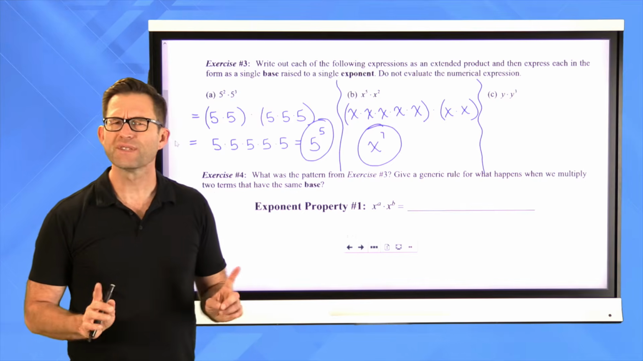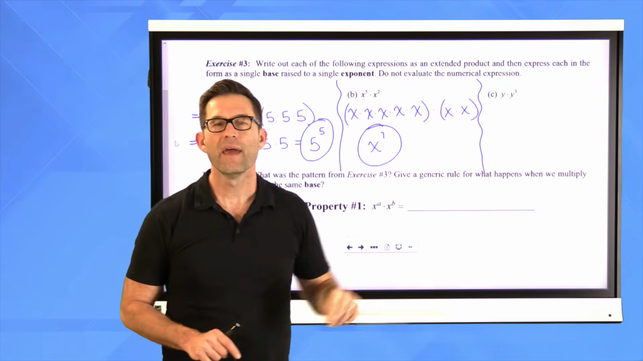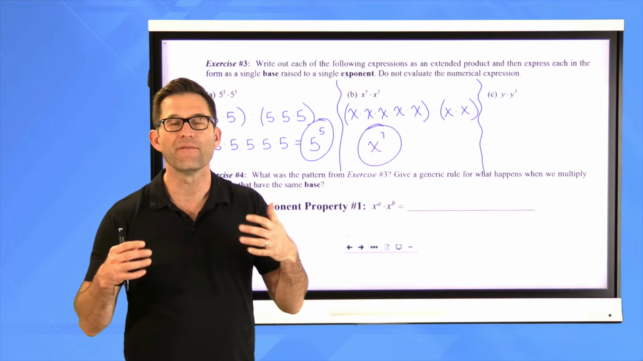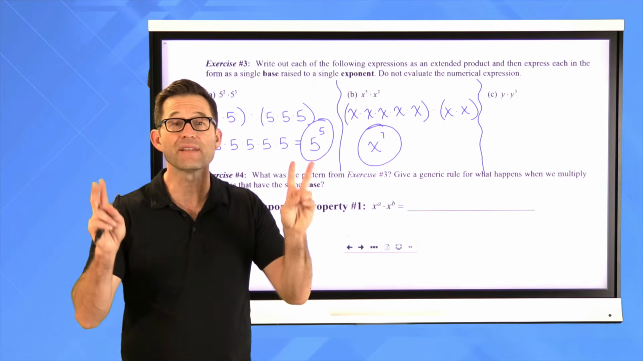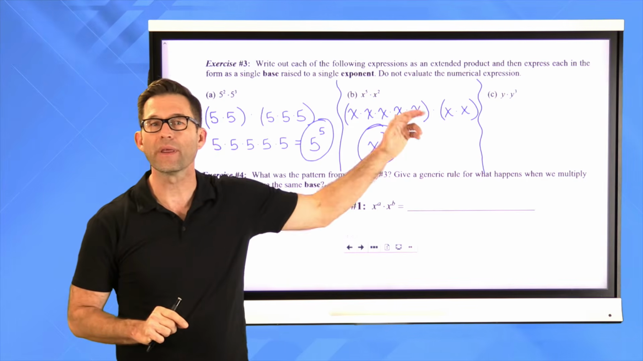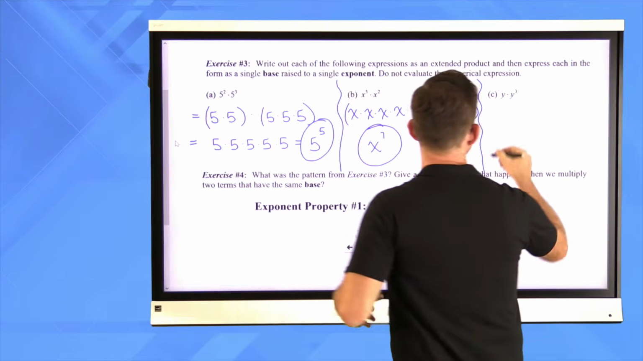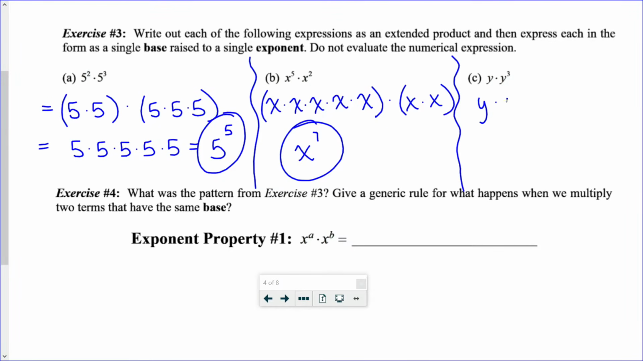All right, well, simple enough. The one thing that's a little bit confusing here is I've got just a y. Now keep in mind that if a variable is written and it doesn't have an exponent, that exponent's really equal to 1. So this is really y to the first, right? Just one y, essentially. So I've got y to the first times y times y times y, and that's y to the fourth.